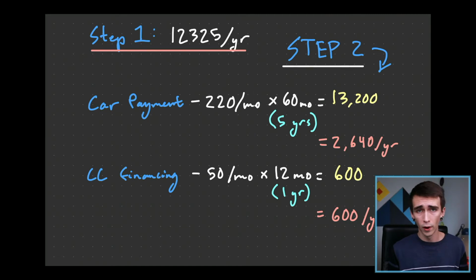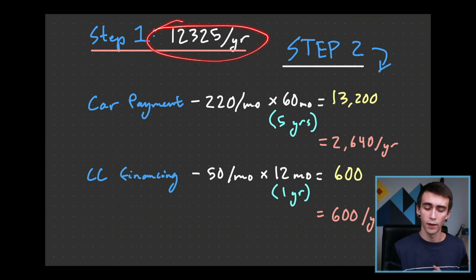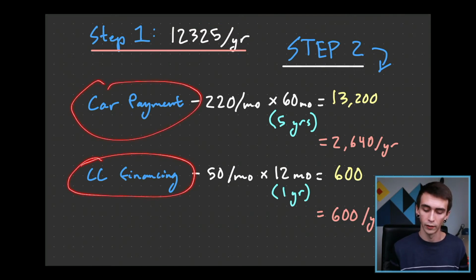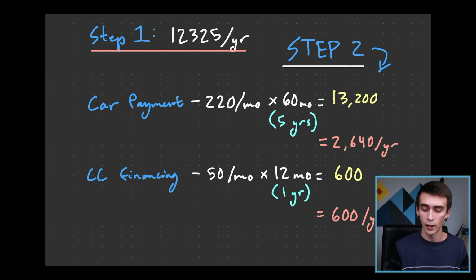So remember in step 1 how we had the $12,325 per year number? So now in step 2, we're going to figure out how much the car payment and the credit card financing is going to cost you every year. So we have $220 a month and then $50 a month, just like I showed on the previous screen. And then we multiply that by the amount of months that you're going to be paying this off. So we have 60 and 12 months respectively, which comes out to 5 years and 1 year respectively. So this comes out to a total amount owed of $13,200 for the car and $600 for the credit cards.